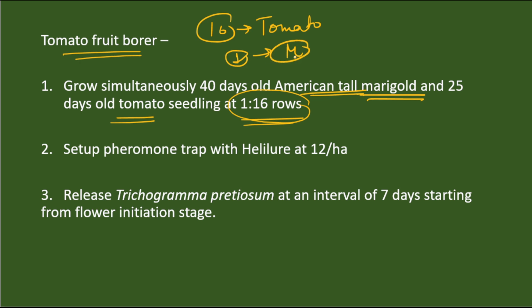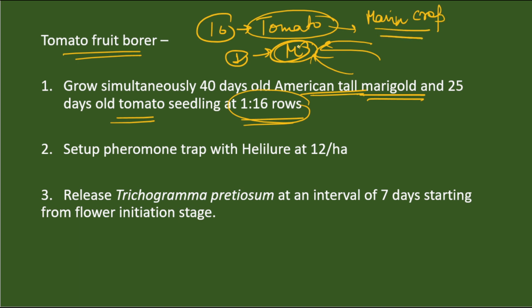So what this marigold will do, it will act as a host for the tomato borers. So the tomato borers will get more attracted to the marigold, and our tomato, which is the main crop, will be saved and there will be less damage in it. So this is what we need to do, simultaneous growing of marigold and tomato. So intercropping these two can help.